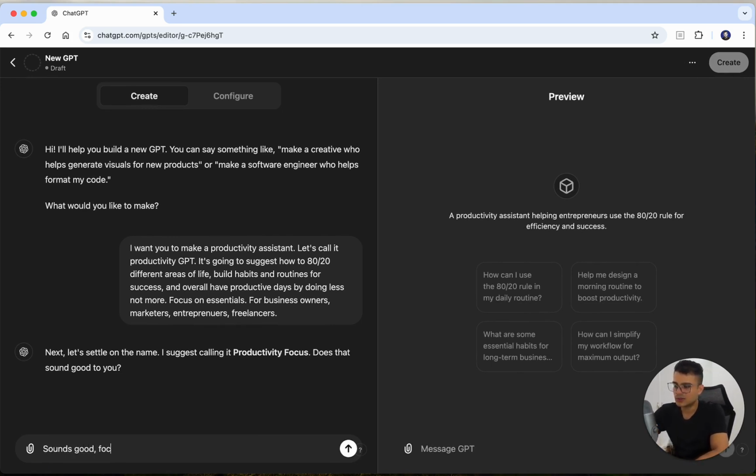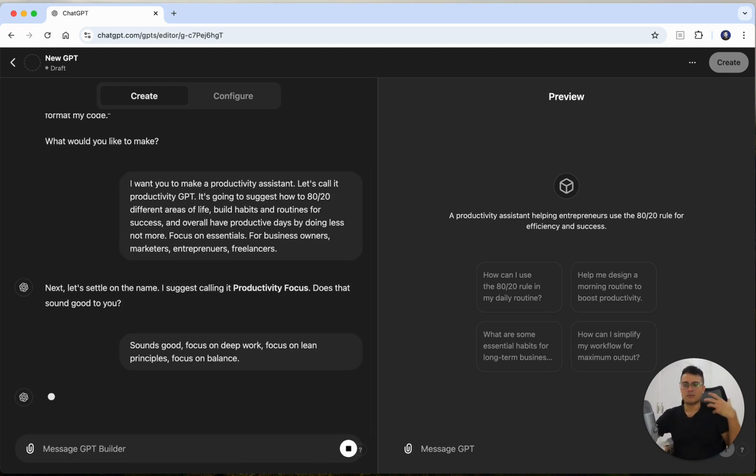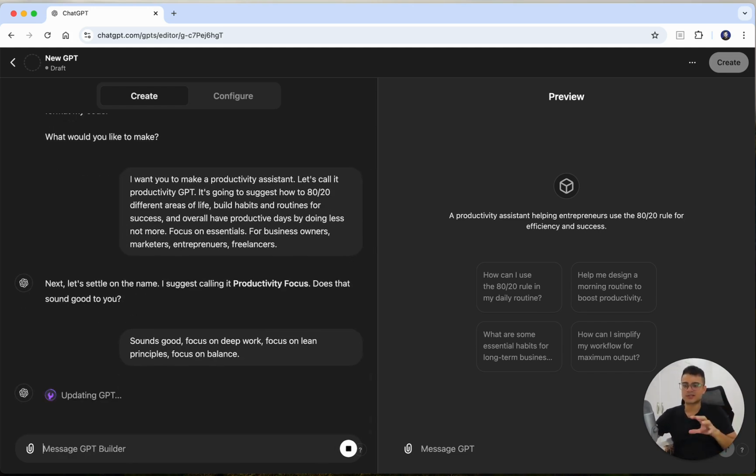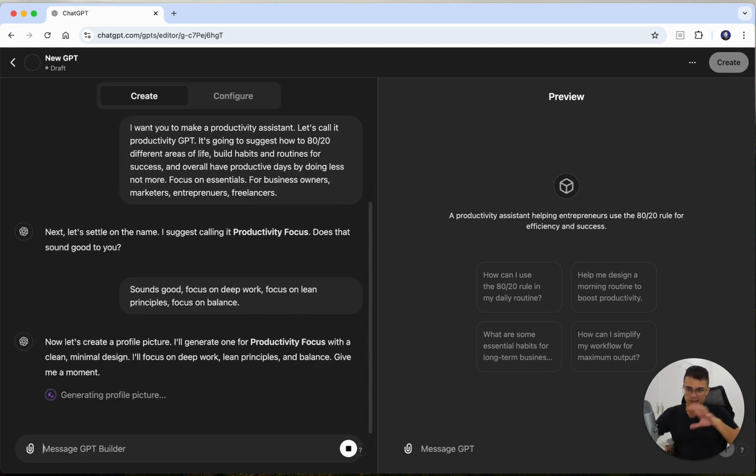Sounds good. Focus on deep work. Focus on lean principles. Focus on balance, right? So given it the basic morals and values and principles, this is important for it to be designed sort of like some people might go, I'm a hard hustling, hard hitting entrepreneur who can work 16 hours a day, but this is not the persona that we are talking to.